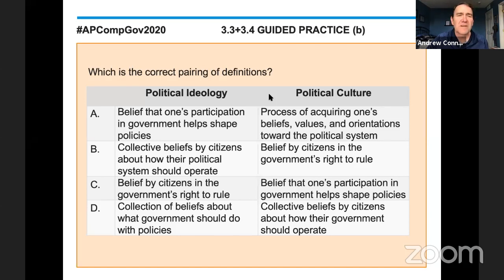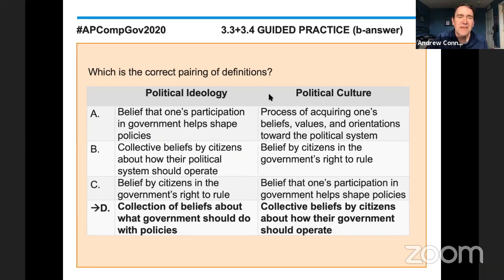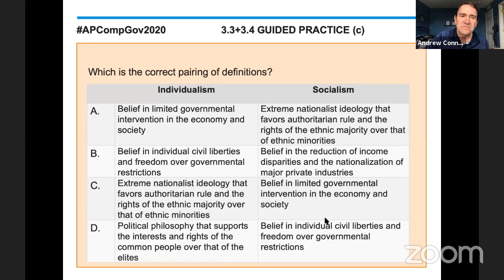These get a little bit more complicated, which is a correct pairing of definitions. So we have political ideology on the left and political culture on the right. And hopefully you remember that political ideology is the collection of beliefs about what government should do with policy, whereas political culture are the collective beliefs about how government should operate.